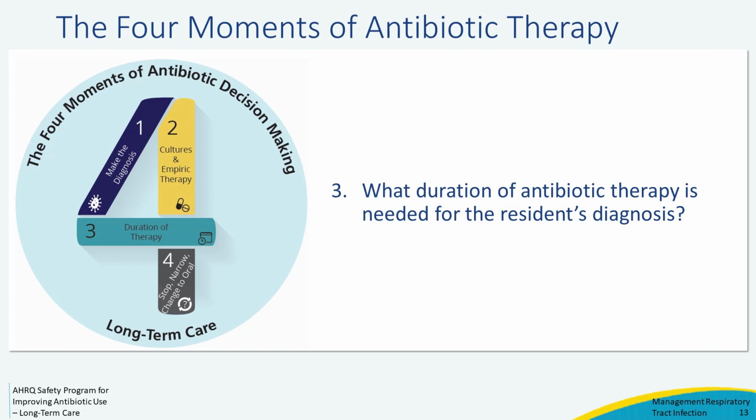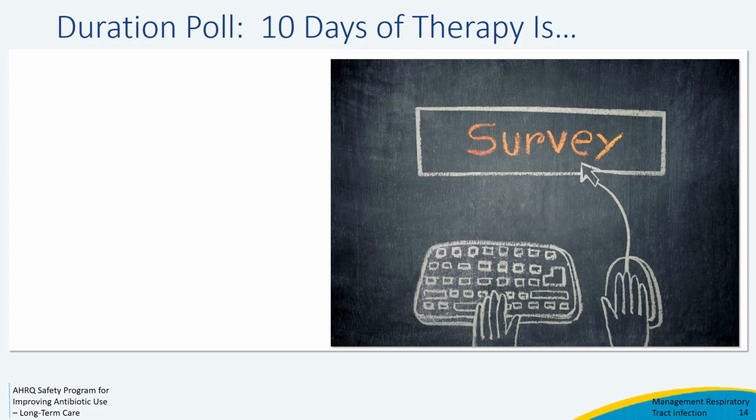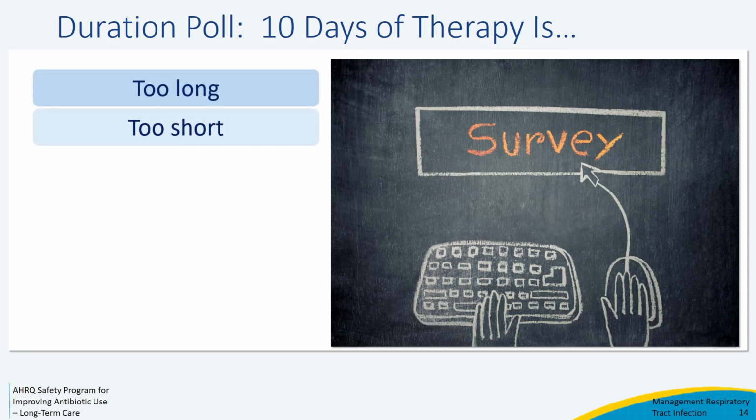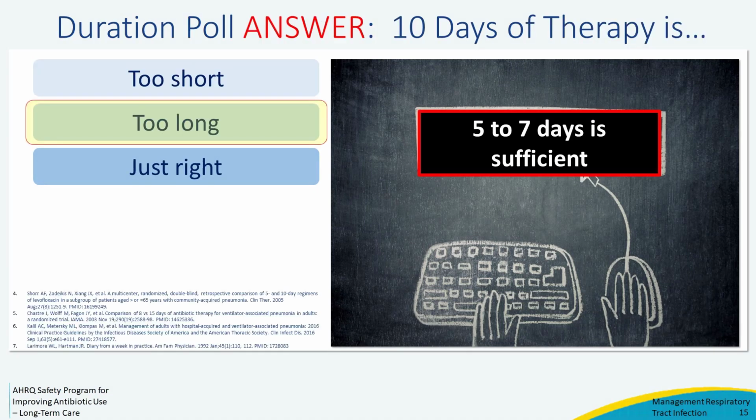We made it to moment 3. What duration of antibiotic therapy is needed for the resident's diagnosis? Let's address the duration the on-call provider chose. We can take a poll here, and please think about your answer. Is 10 days of therapy A, too long, B, too short, or C, just right? We recommend a 5 to 7 day course of antibiotics for residents with suspected pneumonia.